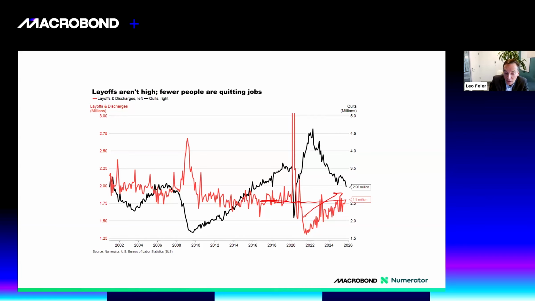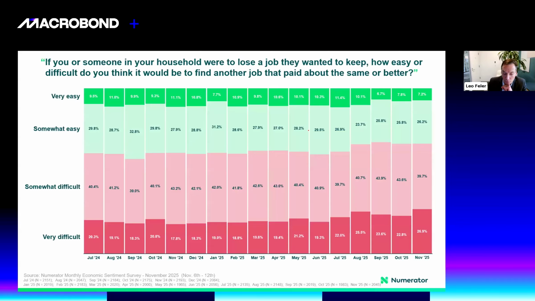And we are seeing fewer quits. Now, people only quit their jobs if they feel like they're going to be able to find another job more easily. Quits have come down again to the levels that we were at right around 2016, 2017, much further down from where we were when we had a lot of heat in the labor market.